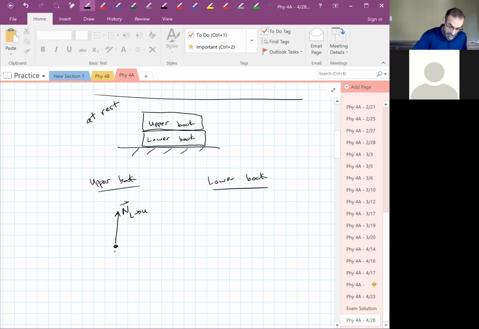So what can reach in from a distance? Gravity. That's the Earth acting on the upper book. Okay, now the lower book. Let's do that one. That's a little more interesting.